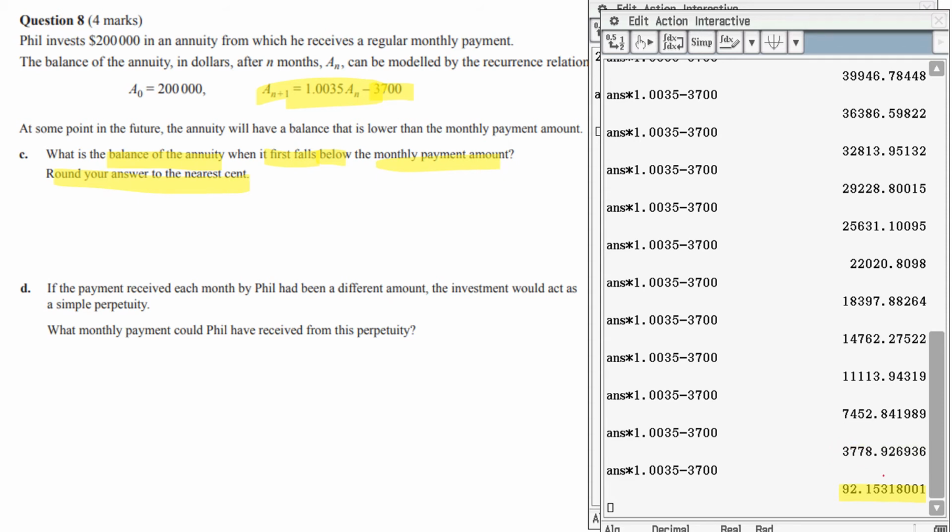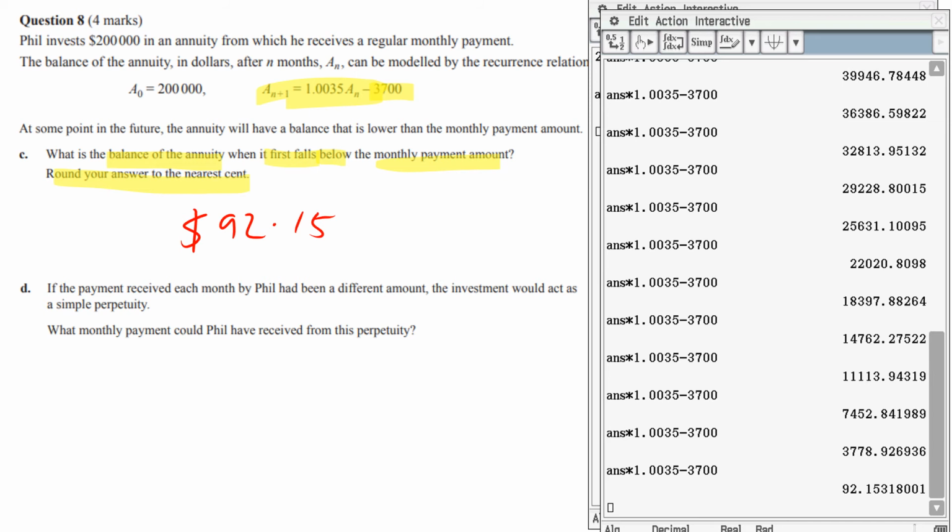So you have to round your number again. The 5 looks at the 3. The rest of it doesn't matter. The 3 says stay on the floor, so it is $92.15. I think that was actually the easiest way to do it, just put the recurrence relationship in and hit your calculator. The wording is a bit confusing, when it first falls below the monthly payment amount. I mean, you have to get part A right to get the rest of it right.